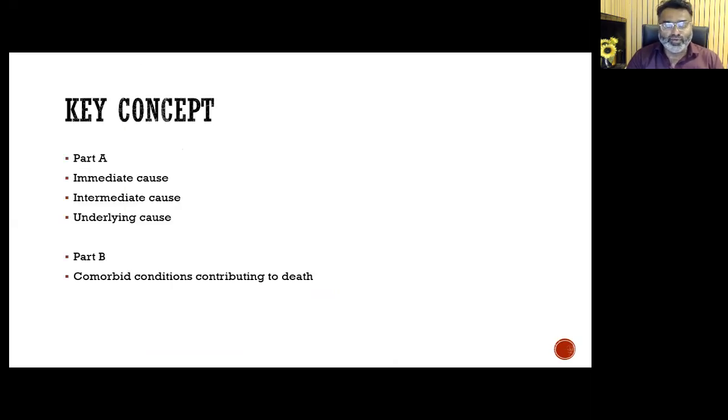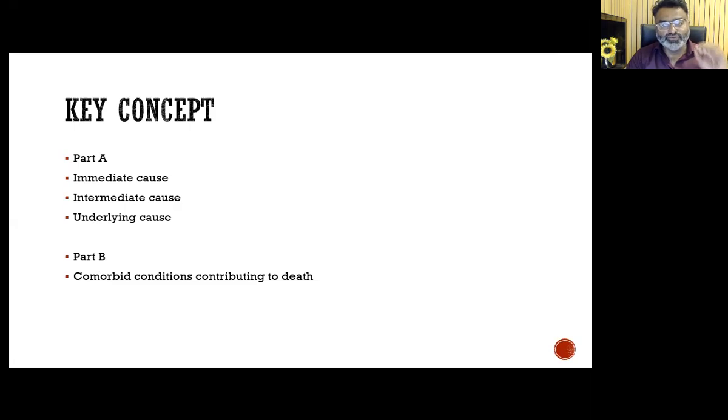Now, how to go about this? It is very simple. Just have a look at this slide, and this is 80% of my talk. Part A contains immediate cause, intermediate cause, and underlying cause. And Part B contains comorbid conditions contributing to death but not directly related to it. So in Part A, what should we write? At the bottom, we should mention the underlying cause, because of which the intermediate cause came into play, and because of which the patient died, that is the immediate cause. Because of the underlying cause, there is an intermediate cause, and because of the intermediate cause, there is an immediate cause. So that should be the sequence.